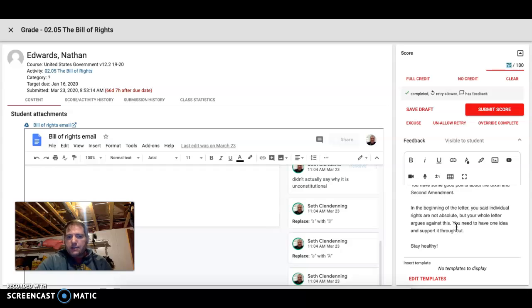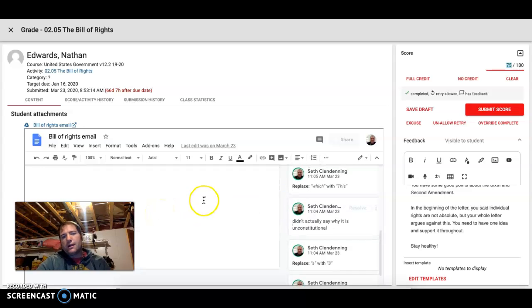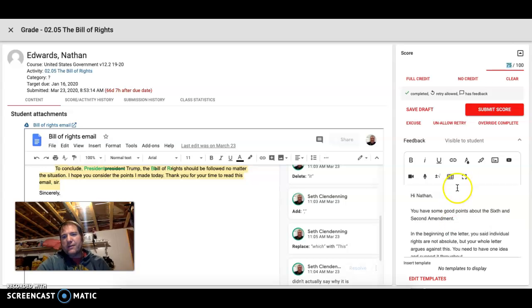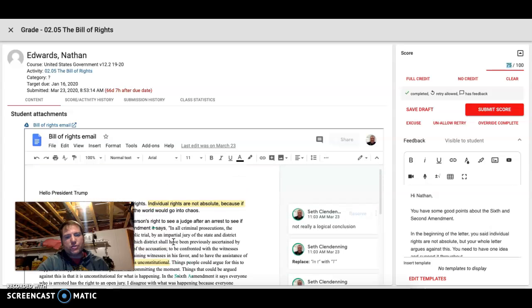At the beginning of the second letter, you said individual rights are not absolute, but your whole letter argues against this. You need to have one idea and support it throughout. Stay healthy. And so I think that kind of maintained a positive tone, even though this is like a C paper. And so it does definitely need some revisions. He hasn't made those revisions. That's his choice. He can take it or leave it for a grade. But this one's a little better for feedback.